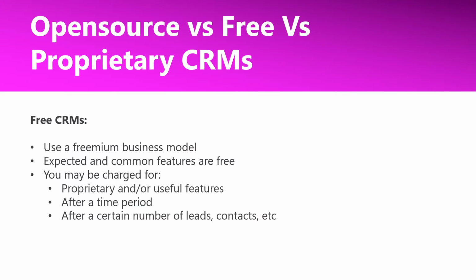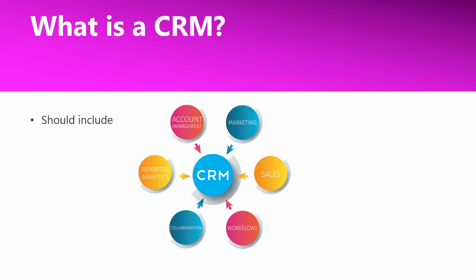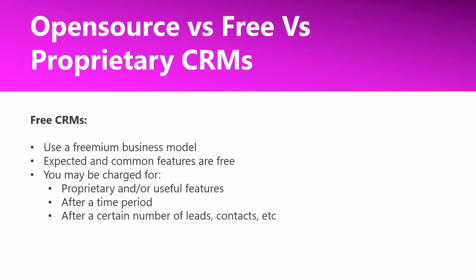Next, open source, so free CRMs. Free CRMs use a freemium business model. It's expected that common features are free. Everything that I mentioned earlier, such as these modules, should be part of their free offering because all the competitors are doing it. So it makes sense that the free version has this too. You may be charged for proprietary or useful features, which is annoying when you basically want to do something, such as send something or create a customized workflow, and all of a sudden you have to pay for it. Well, this is per user, by the way. So this is how a freemium model works.